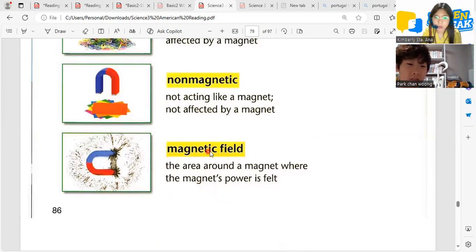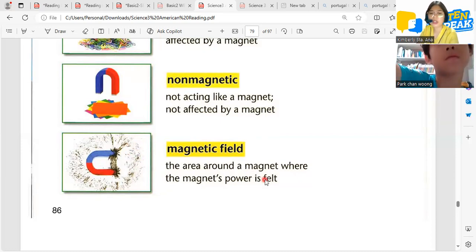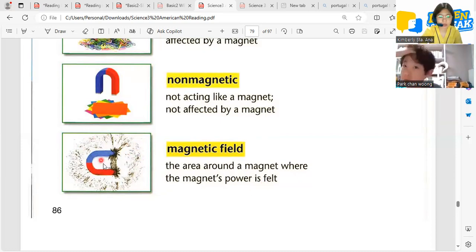Now let's have the next one. What's the next word here? Magnetic field. Okay, so magnetic field is the area around the magnet where the magnet's power is felt. Magnetic field is the area where the hold or the power of the magnet is available. So if there's an area that the magnet can't reach, that's not part of its magnetic field anymore. Okay?